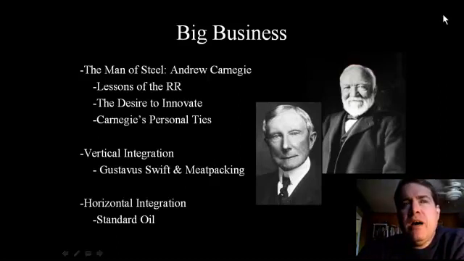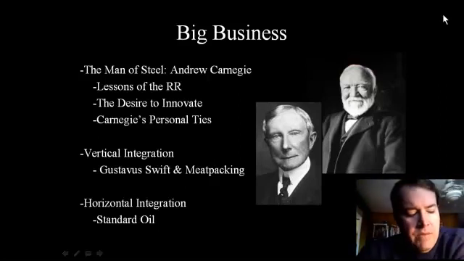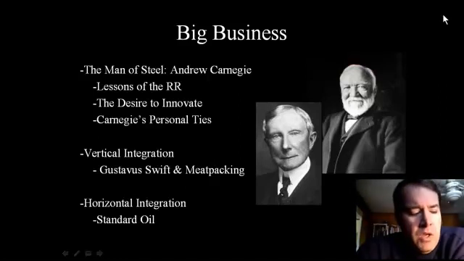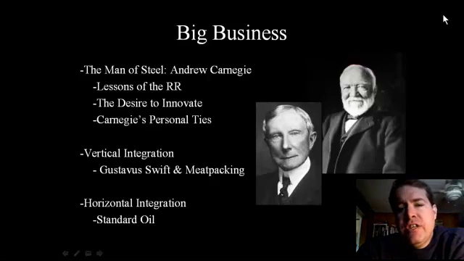Carnegie will become the personal telegraph operator for the president of the Pennsylvania Railroad, and as such will be able to watch and learn from the president and the other high-ranking officials within the company how this company runs. What are the needs of the railroad? Well, one of the things that he learns is that the railroads are limited in both their safety and their carrying capacity by the material that the railroads are built out of.